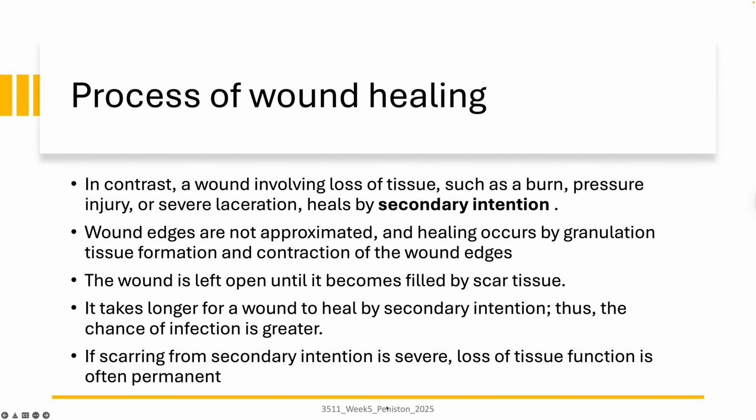Now, in contrast, a wound involving loss of tissue, such as a burn, a pressure injury, or a severe laceration, heals by secondary intention. The wound edges are not approximated, which means they're not surgically closed, and healing occurs from the bottom up, from the wound bed up. It occurs by granulation tissue formation and contraction of the wound edges. The wound is left open until it becomes filled by scar tissue. It takes longer for a wound to heal by secondary intention, so the chances of infection are higher. If scarring from secondary intention is severe, you may have loss of tissue function, which can be permanent.